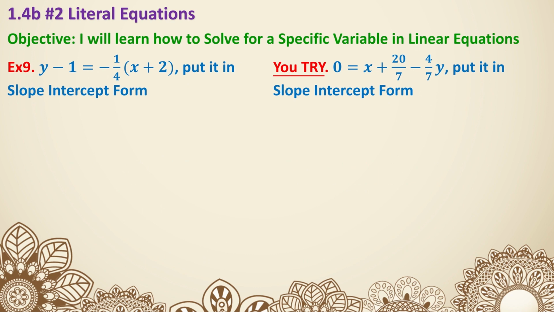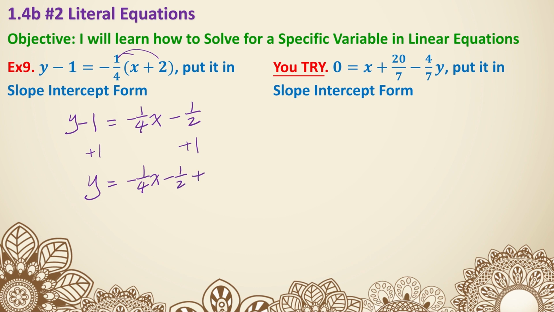Very similar to example 8. So let's distribute first. y minus 1 equals negative 1/4 x, negative 1/4 times 2 is negative 1/2. I just need to add 1 on both sides. We don't have to get rid of the fractions in this case because again, the y is already by itself. So y equals negative 1/4 x minus 1/2 plus 1.